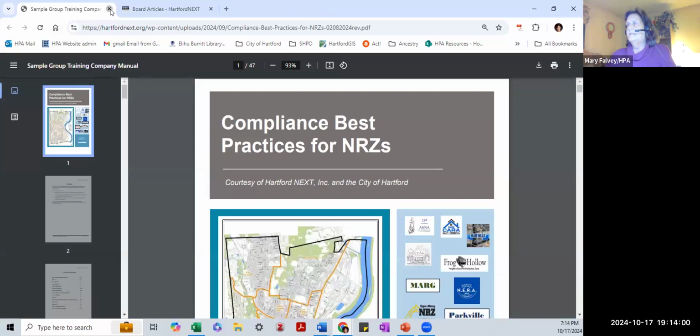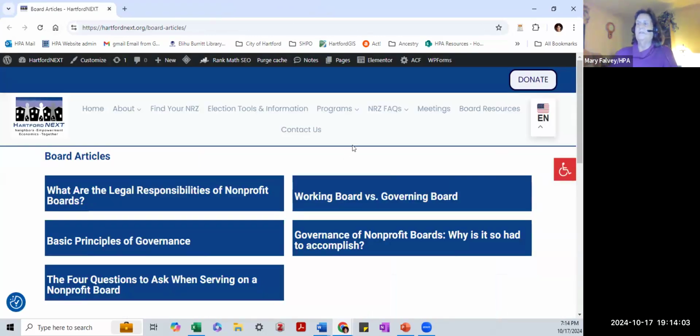So we did our compliance, and then last but not least, we have a whole list of articles on how to be a good board member. And we're going to leave it to you on the honor system that you'll go through and read a few, especially legal responsibilities of nonprofit boards. Working board versus governing board, I think that'll be important for everybody to review now that we have an executive director. So the board isn't necessarily running the day-to-day business, and how do those roles change? And they're just good. If you sit on any board, it's a good refresher.